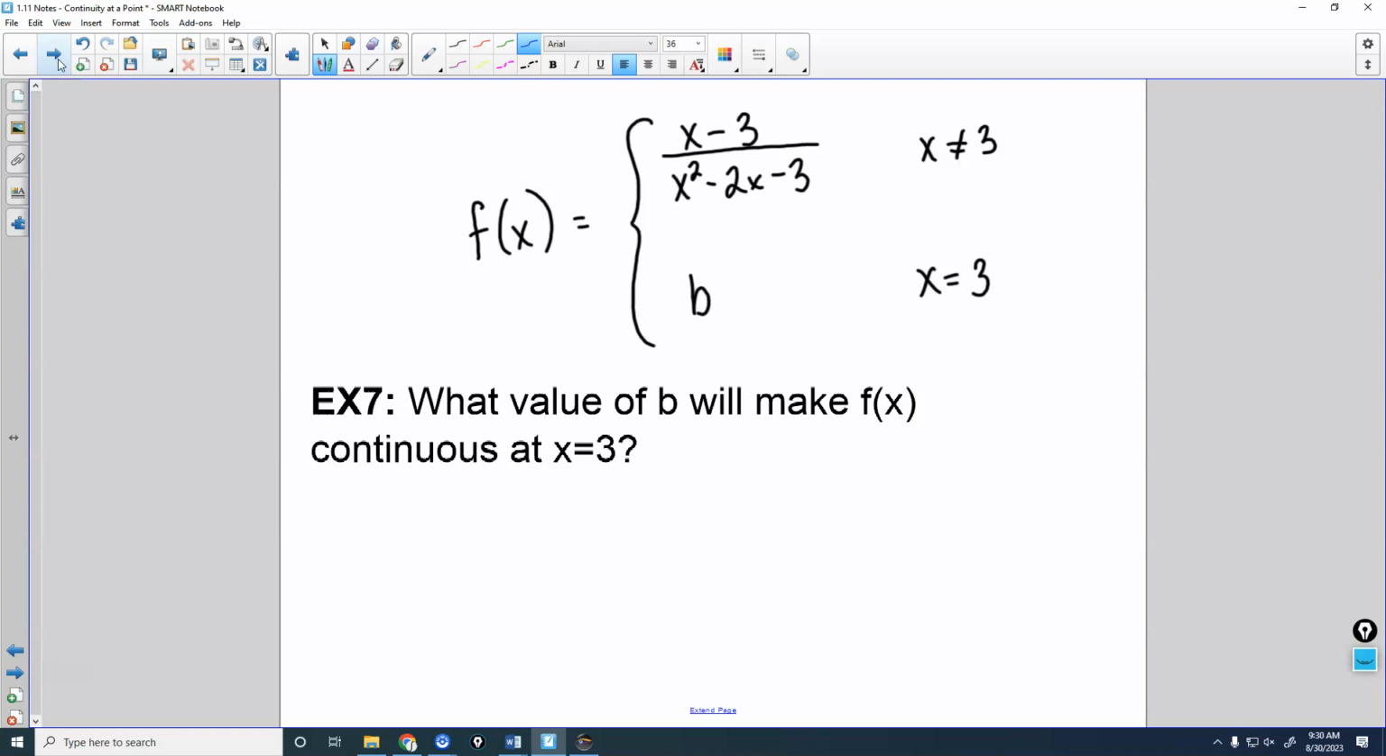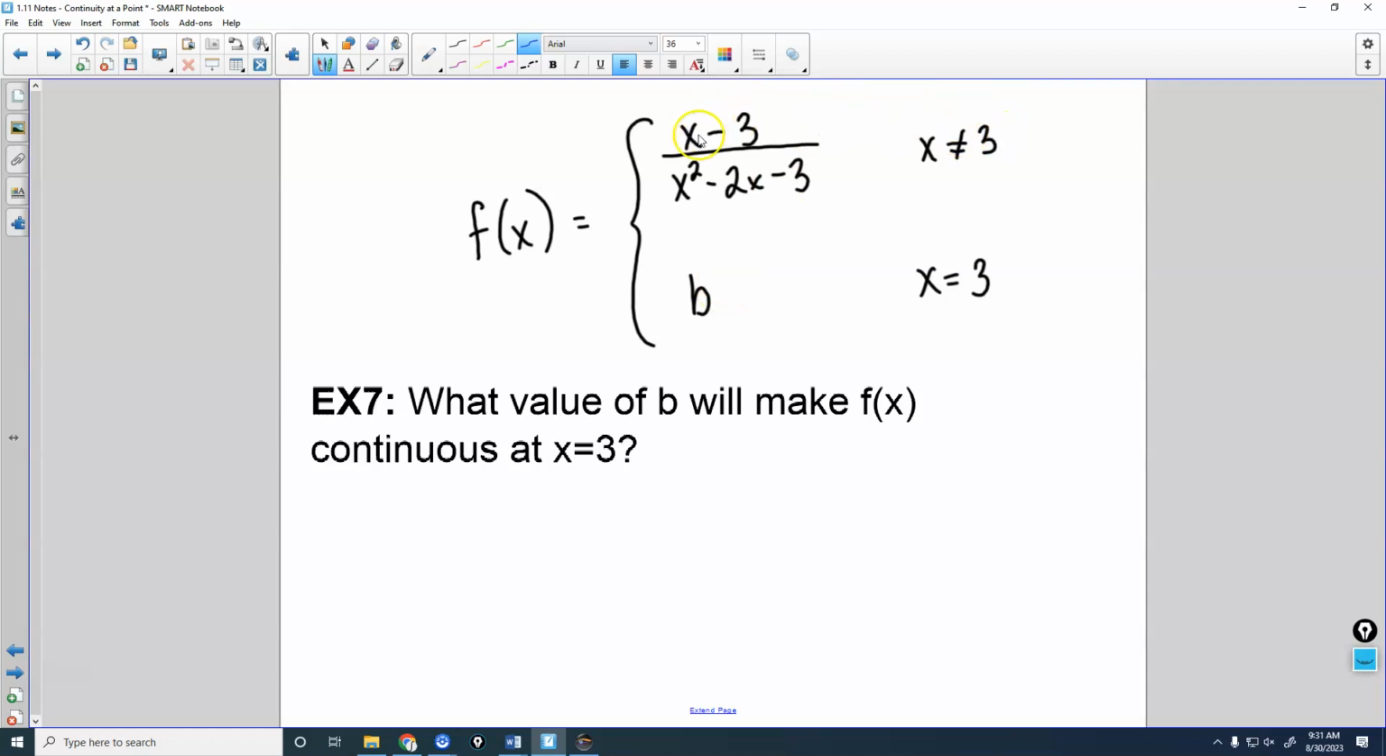Here is another fun kind of problem. I like these. We need to know what value of b will make f of x continuous at x equals 3. I can see up here I've got a piecewise, but this is a different type of piecewise than we've seen on a lot of the others. X cannot equal 3. What numbers does that include? Everything but 3. So we're using this equation for everything except 3, and then at 3, we've got some value b right here.